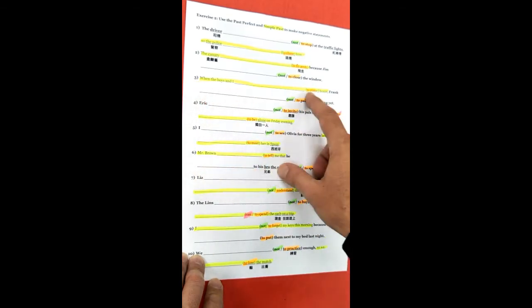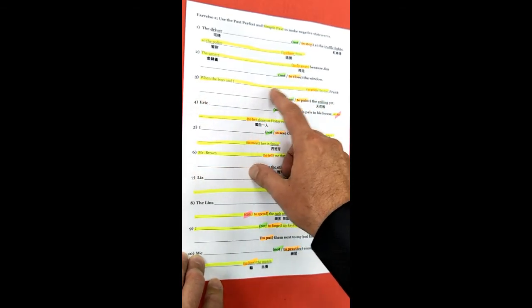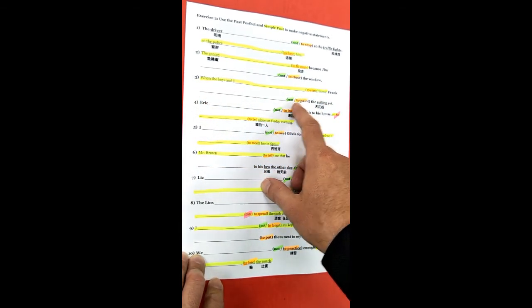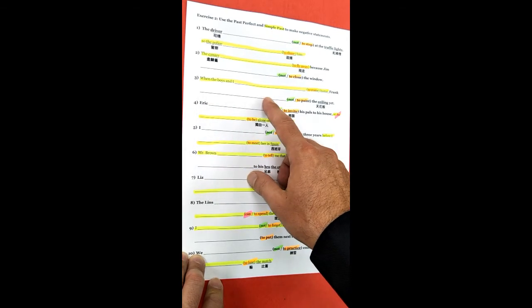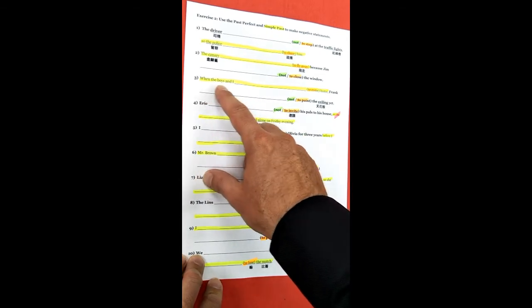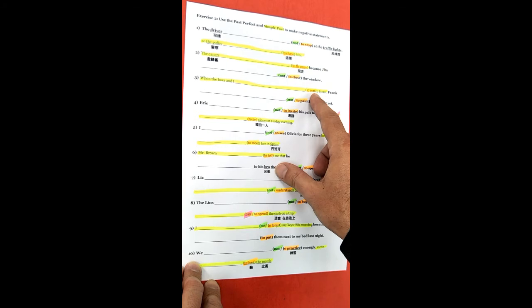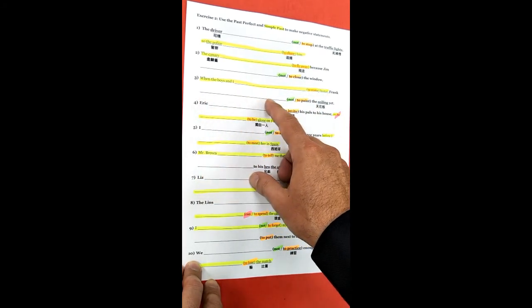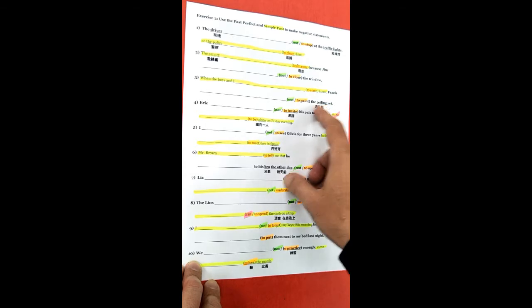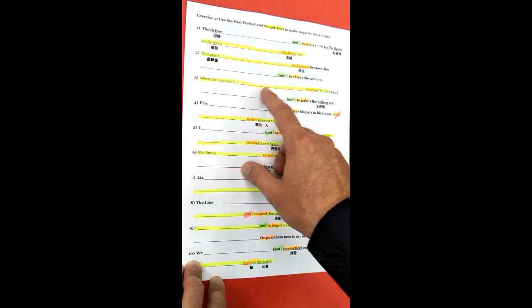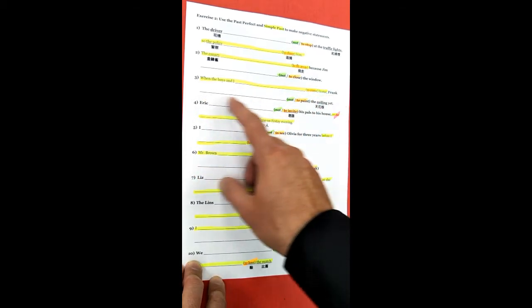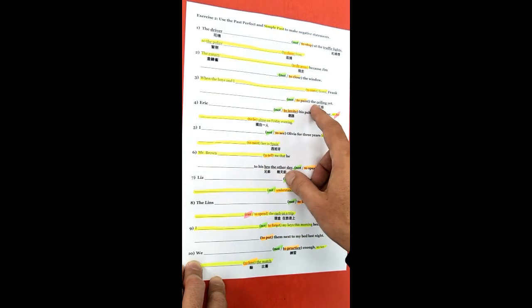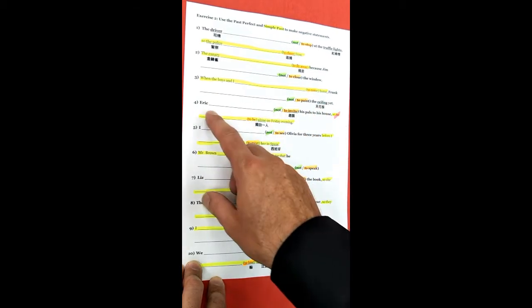Number 3, to come. Come, came, come. To paint. Paint, painted, painted. When the boys and I came home, Frank hadn't painted the ceiling yet.